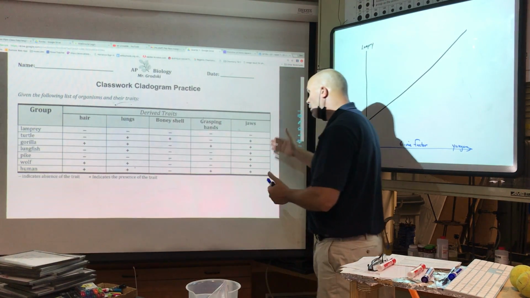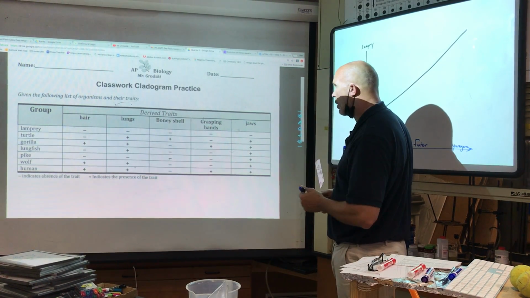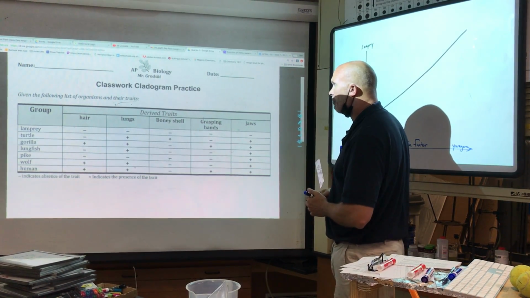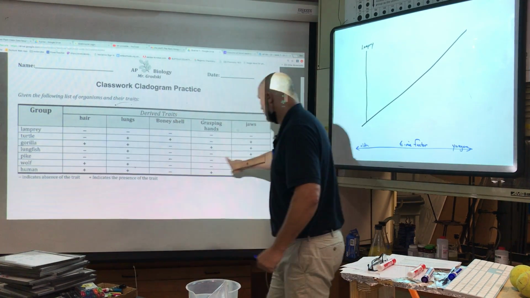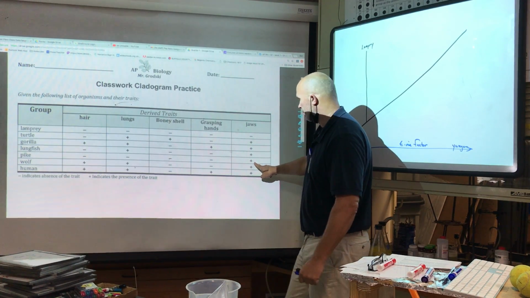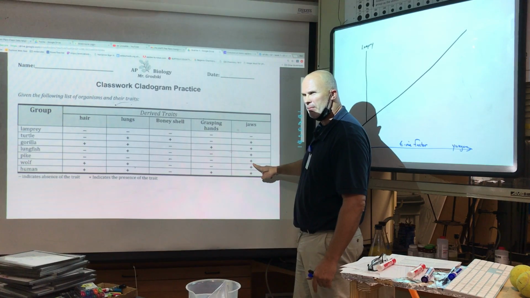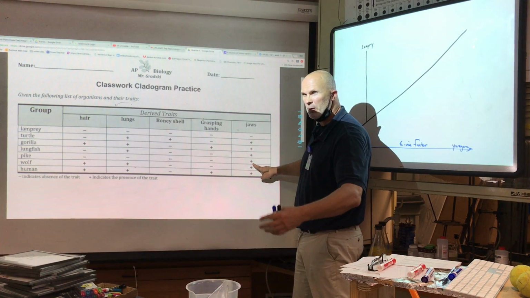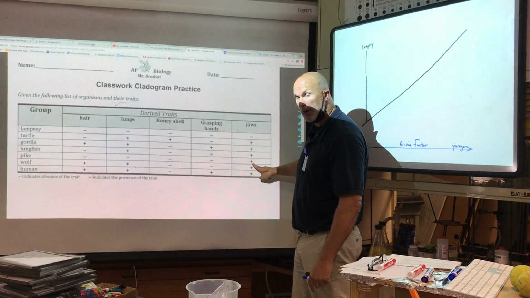Okay, so when I look at the next one, I want to find one that has the second least. Caitlin's going nuts here. Pike. Okay, the pike, all right? And so the pike has only jaws, okay? Now, interesting enough, all the other organisms have jaws. So what does that mean? Think logic. It was probably the first one to develop from the lamprey into jaws.